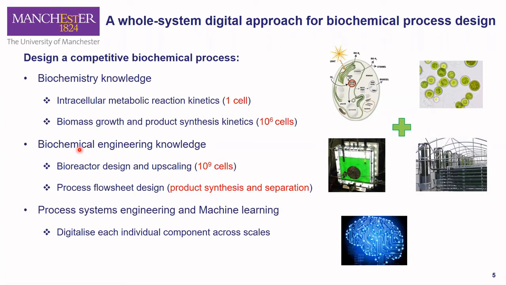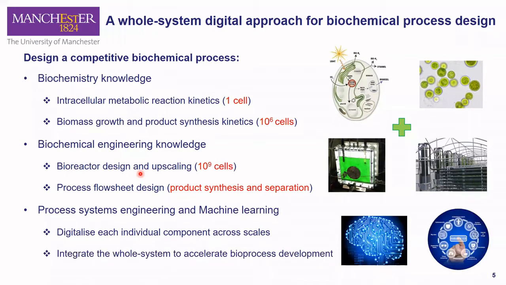The main concept is that we can first quantify and digitalize each individual component from different aspects, including both biochemistry and engineering knowledge. And then we can combine different models at different levels, from the intracellular metabolic level to the macro scale process level until the entire plant level. Then we integrate these models to build a multi-scale model, and then use this multi-scale model to accelerate bioprocess development. This is basically the concept of the fourth industrial revolution, including process automation and process digitalization.